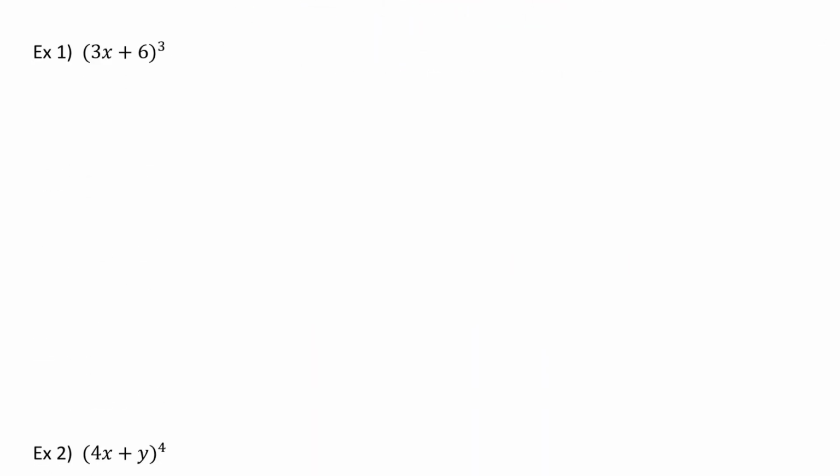Example 1. 3x plus 6 to the exponent 3. Here you can see we have one variable and one constant. So how Pascal's triangle works is we look at these two values here. A is equal to, in this case, 3x, and b is equal to, in this case, 6. Let's now draw Pascal's triangle. 1, 1, 1, 1, 2, 1, 1, 3, 3, 1. That's as far as we need to take it.